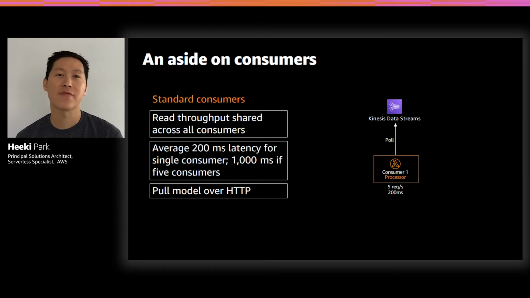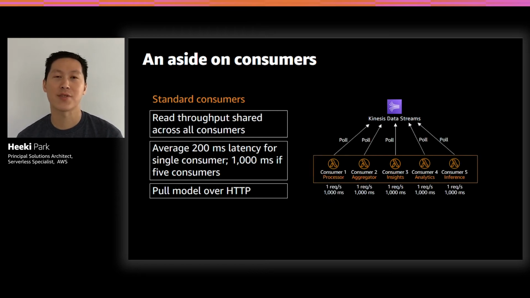Suppose now we had 5 consumers. Here the processor, aggregator, insights, analytics, and inference applications. Each of those would be able to make 1 request per second per shard. Each of the consumer applications would then need to implement a polling mechanism based on that periodicity. This is the poll model done over the standard HTTP1 protocol.